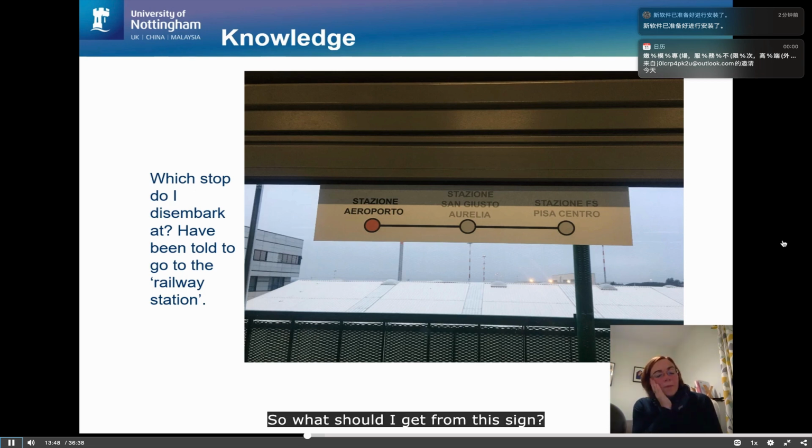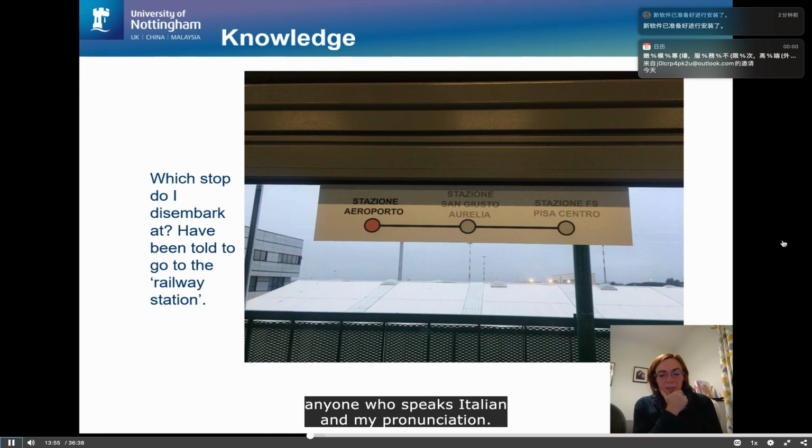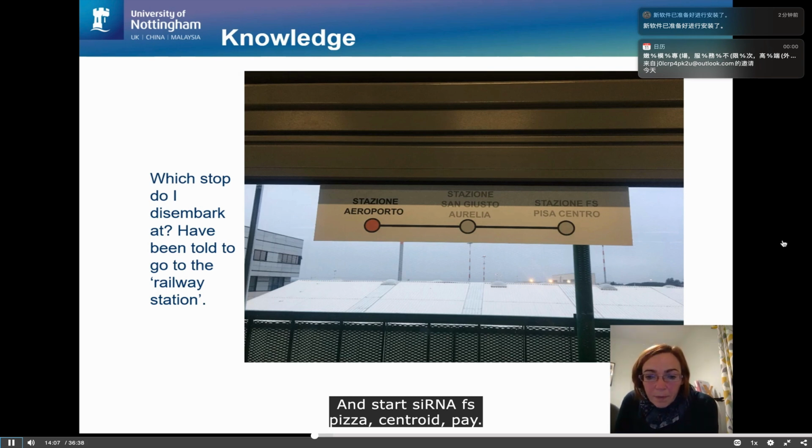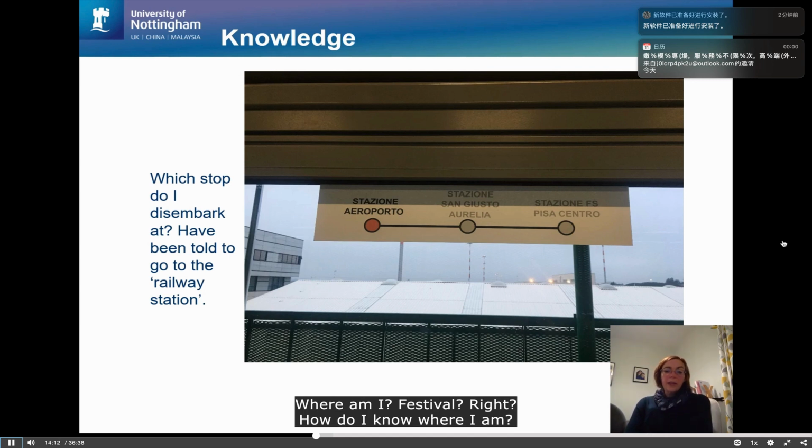So what did I get from this sign? Well, first of all, there's a word there, stazione, with sincere apologies to anyone who speaks Italian and my pronunciation. So we've got Stazione Aeroporto and Stazione San Giusto Aurelia, gosh, I am sorry, and Stazione FS Pisa Centro. Okay, where am I, first of all? Right, how do I know where I am? There's no "you are here" sign or anything like this, but there is a little indicator there. One of the dots is red and the other two are grey.